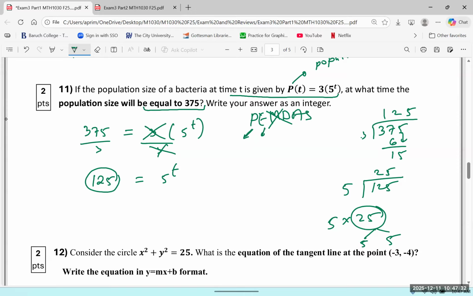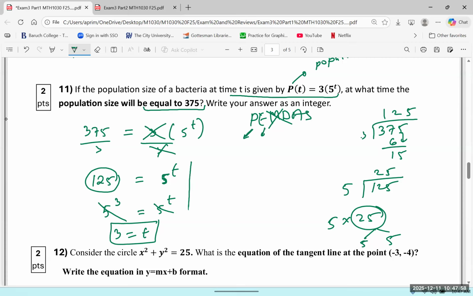Why are you looking for 5? Because here our base is 5. So in order to cancel the base, we want the other side to have the same base. So you rewrite this as 5 cubed and you have 5 to the t. And now you have the same base. So we cancel and we get t equals 3. That should be the easiest method.